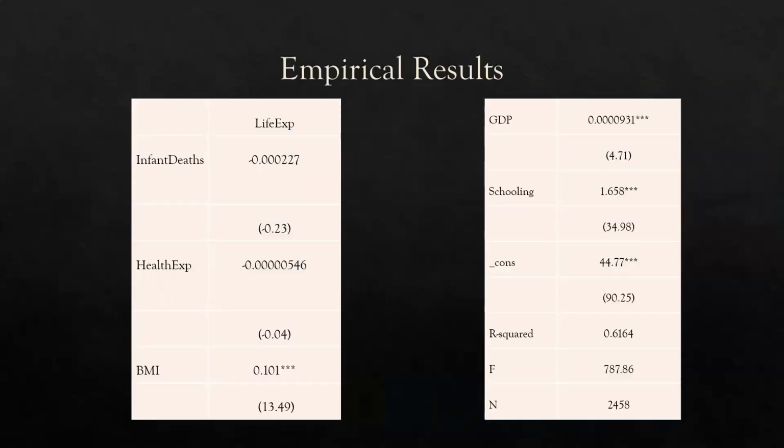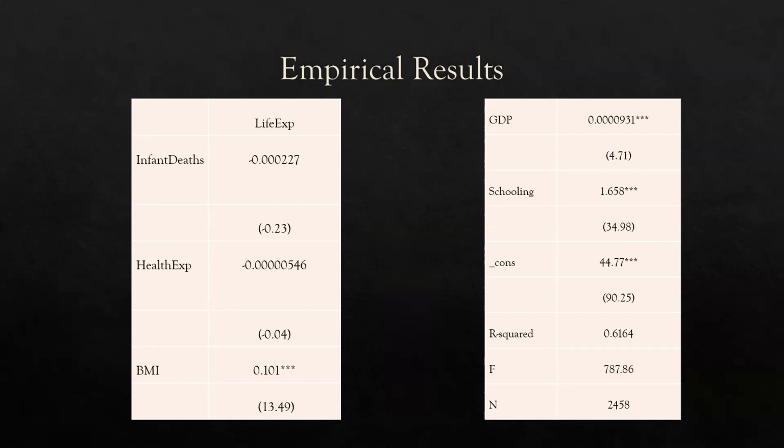This next slide is empirical results. So the regression coefficient for infant death and life expectancy is negative 0.000227. So basically what this means is for every increased infant death, it decreases the life expectancy by 0.000227 years. This is not significant at any level of P. As you can see, for every infant death, it decreases the life expectancy of the country by not a lot.